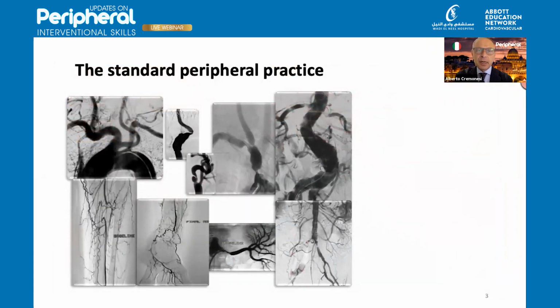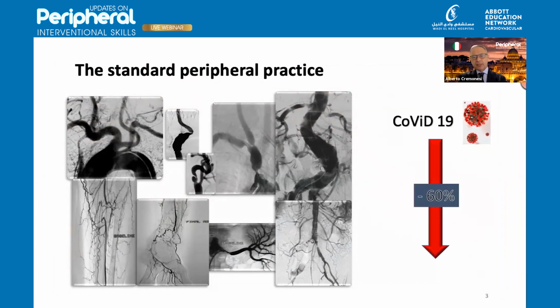So what happened to our standard peripheral practice during this pandemic? Interestingly, we continued to do any kind of peripheral interventional procedure, but mostly emergent procedures. At the end of the story, I have to signal that the COVID-19 pandemic reduced by about 60% the presentation of patients to our hospital for standard peripheral practice. Why did this situation happen?